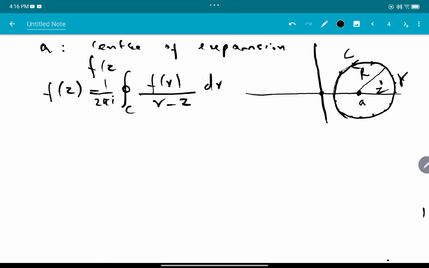You must not confuse two things. Gamma is the variable of integration. Variable of integration means it is the variable that is defined for this boundary. You are taking this line integral along the boundary, and the variable that you are using is gamma, not z. z is a point inside this disk, anywhere inside this disk, between this boundary and a.